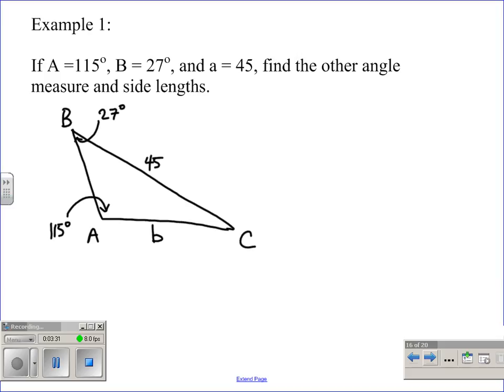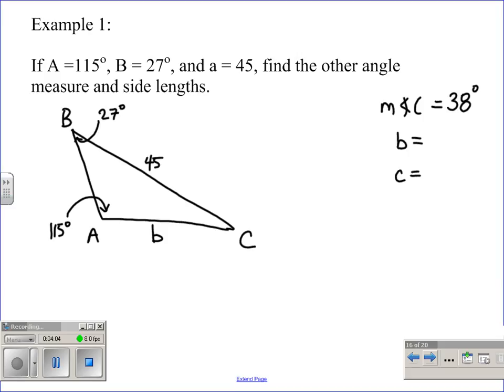So the missing pieces are the measure of angle C, and that's probably the easiest one. You know the sum of the interior angles of a triangle is 180 degrees. So you have an angle that's 115 degrees and an angle that is 27 degrees. We subtract those from 180, and we end up with the measure of angle C being 38 degrees. So that's the easiest one. We also need to find b and c. Let's start by working on b.